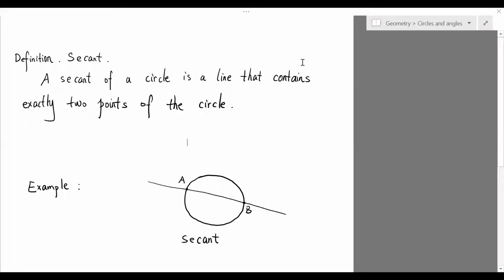In this video, we're going to go over the idea of secant of a circle on the Euclidean plane. So what is a secant? A secant of a circle is a line that contains exactly 2 points of the circle. The following figure is a typical example of a secant. So in this figure, the line intersects the circle at precisely 2 points, point A and point B.